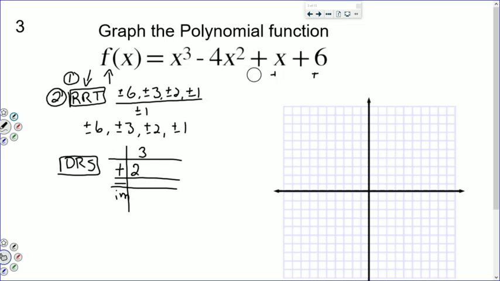And then, if we find f of negative x, all of our odd exponents are going to change. So we're going to get negative x cubed. Negative 4x squared is not going to change. Minus x plus 6. So if we count here, we have negative, negative, negative, and positive. So this is the 1 sign change that we have here. So we have one negative. And then, if we have 2 positives, 1 negative, that leaves us with 0 imaginary solutions.